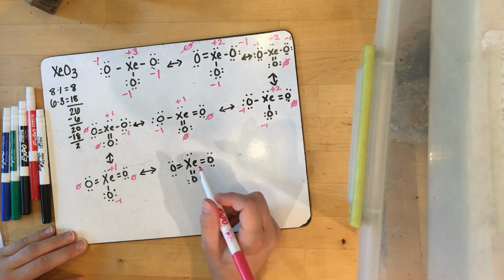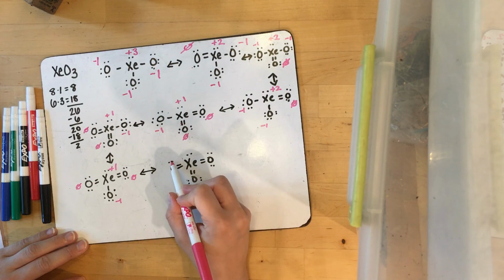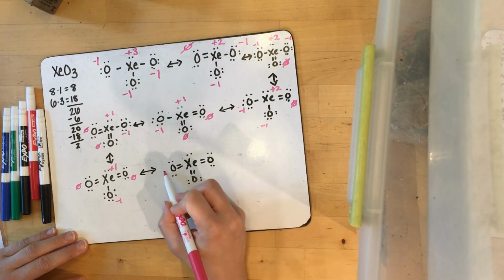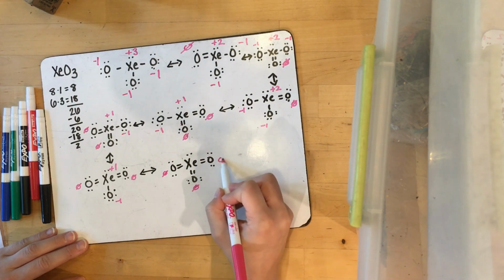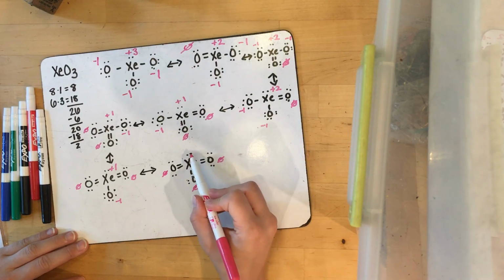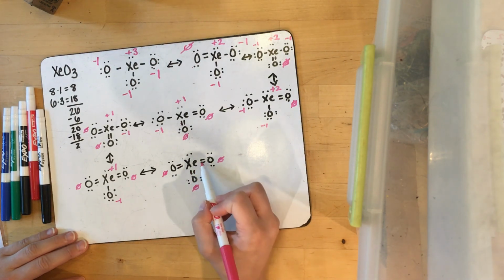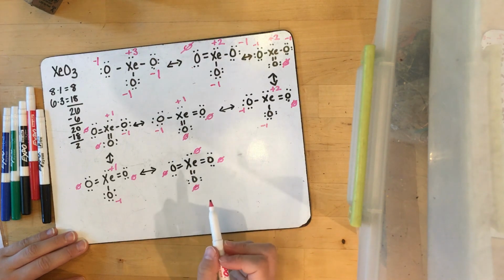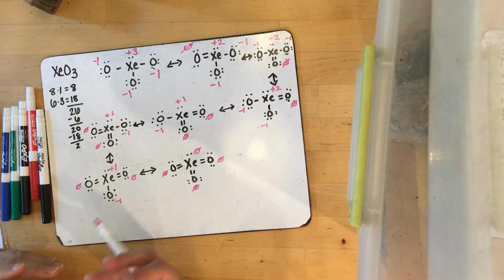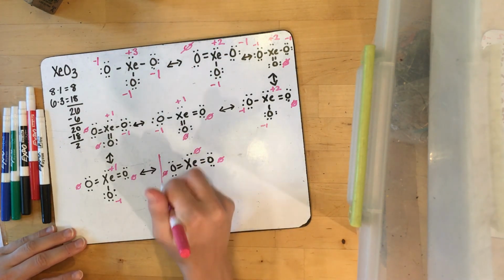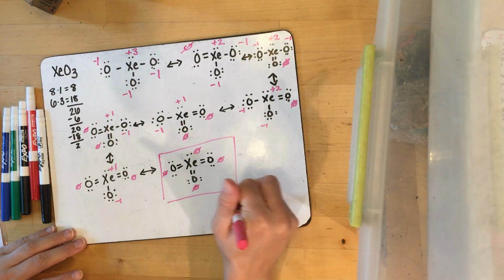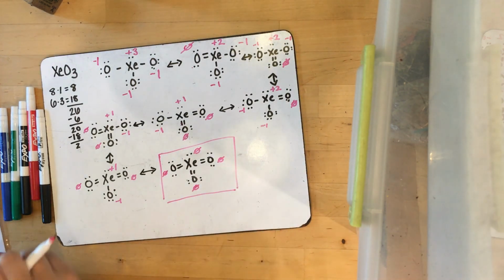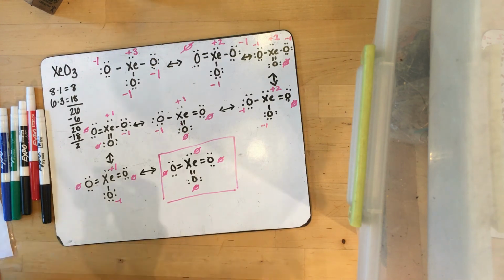All right, so in this one we have 6, 5, 4, 3, 2, 1, 0. All of our oxygens will be the same. And xenon has 8, 7, 6, 5, 4, 3, 2, 1, 0. So the one that has the most formal charges closest to 0 is this one. So that will be our most stable Lewis structure.